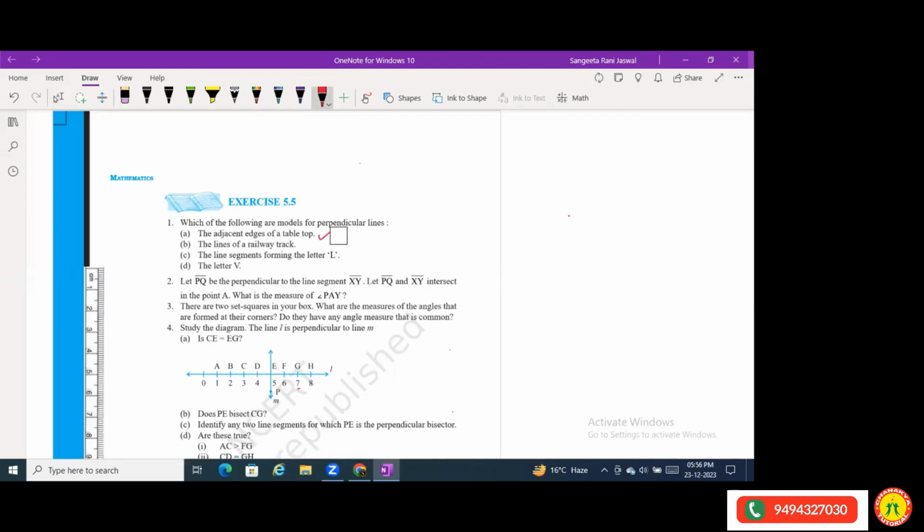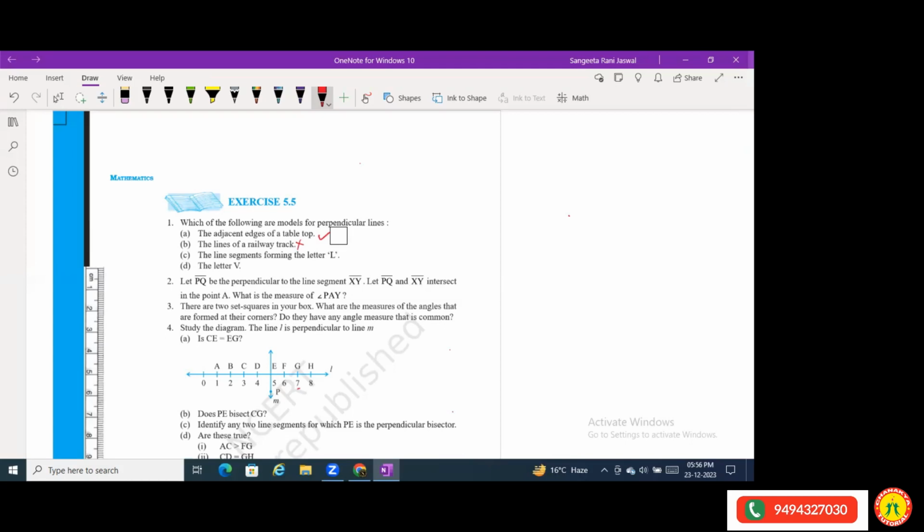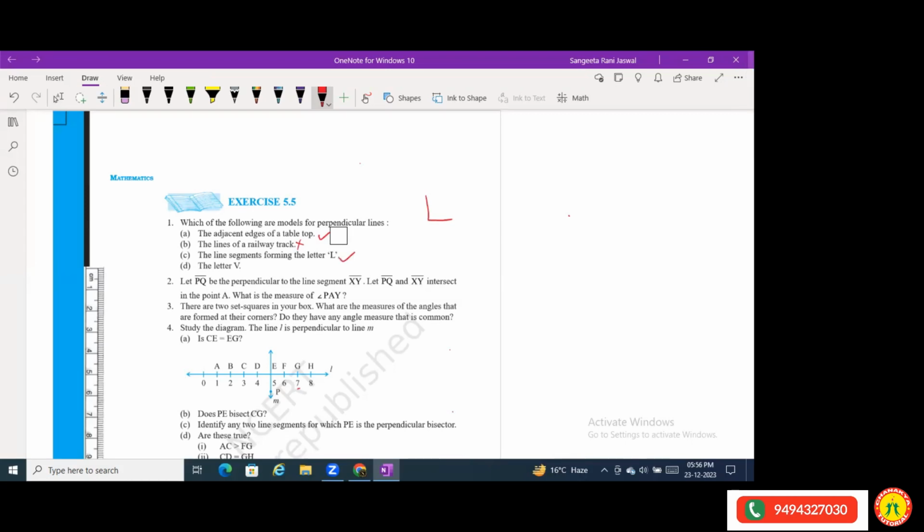Next one, the lines of a railway track. Do they form perpendicular lines? No, ma'am. They are parallel lines, so they don't. The line segments forming the letter L, is that a perpendicular line? Yes, ma'am. Letter V, is it forming perpendicular lines? No, ma'am, this is not.